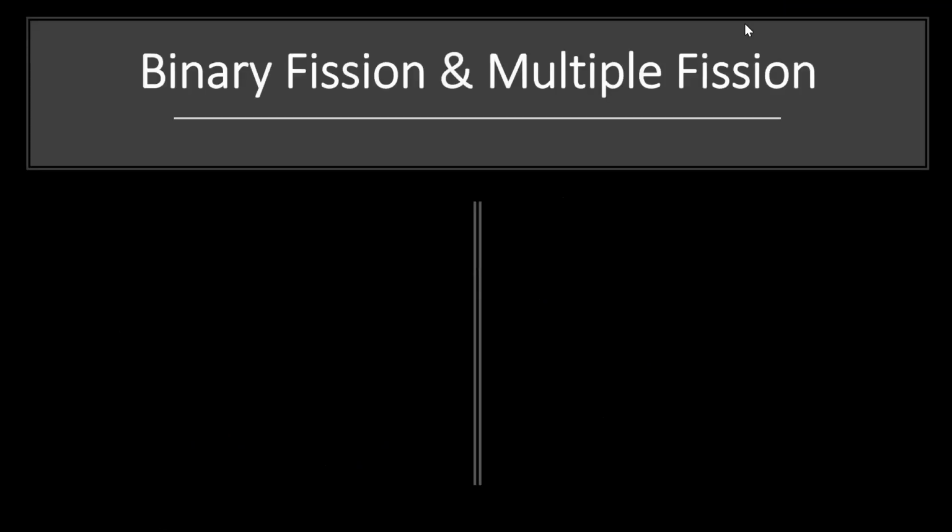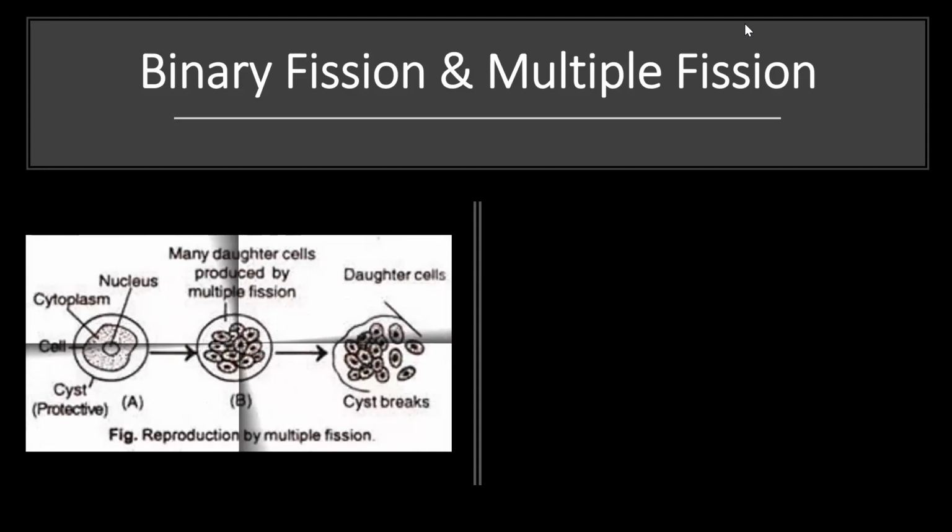Now, what is binary fission? Over here in this diagram, if you see, this is a cell. A cell has cytoplasm, a nucleus, and a cyst. The cyst is the protective covering. The nucleus is the center, the main part of the cell.